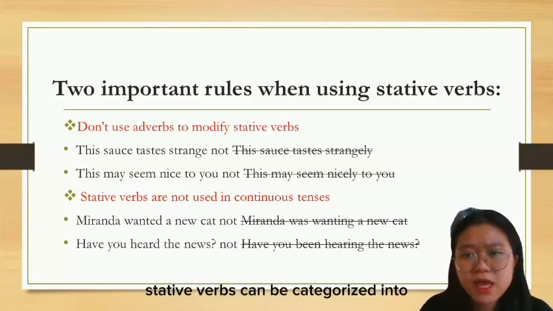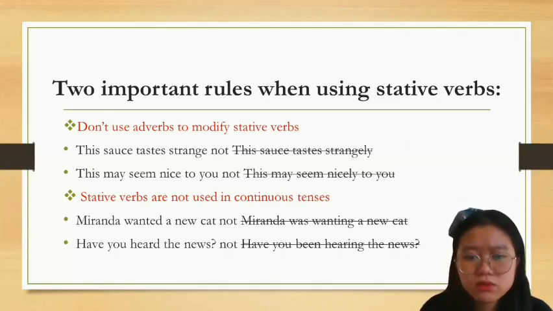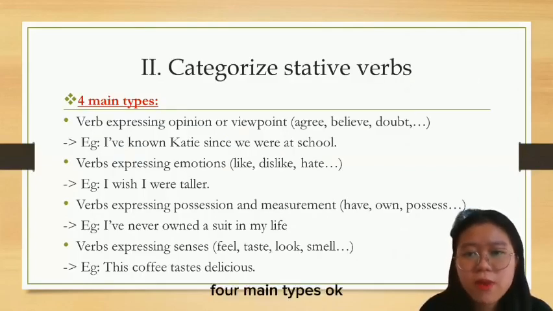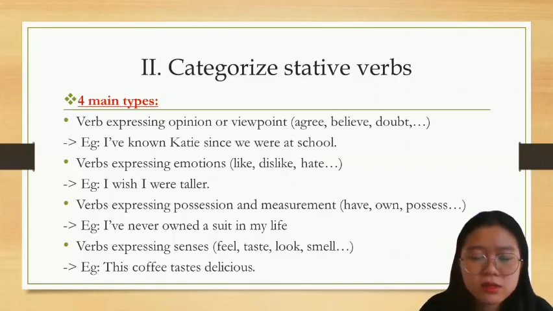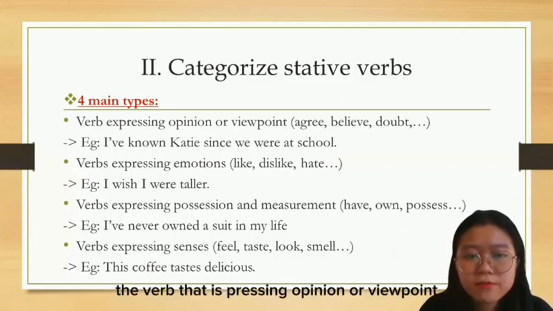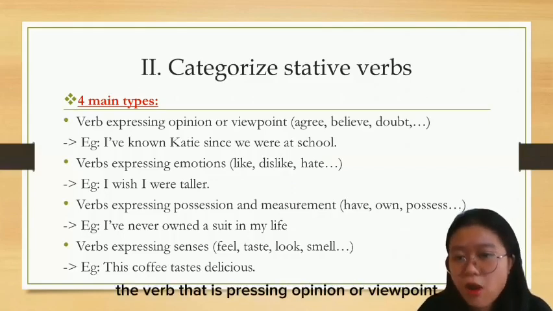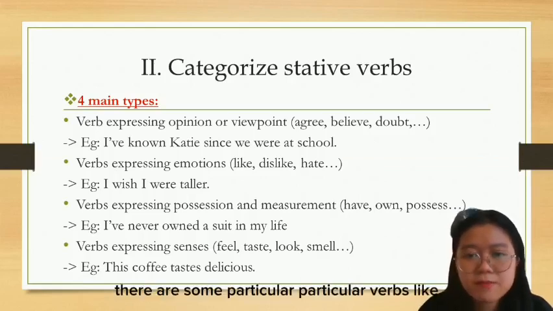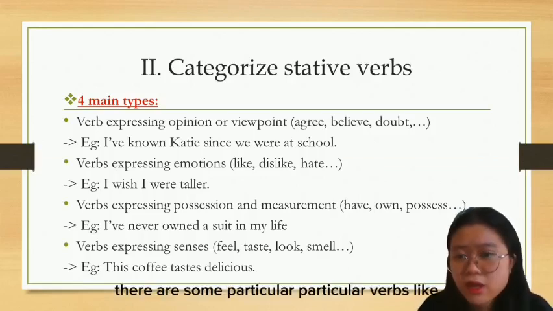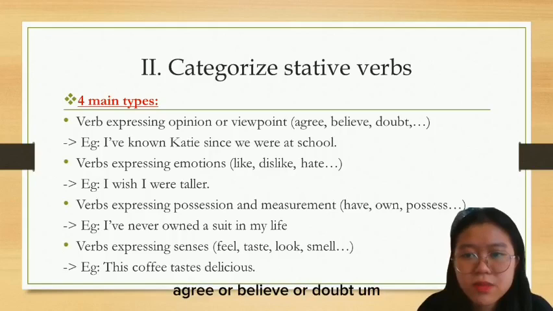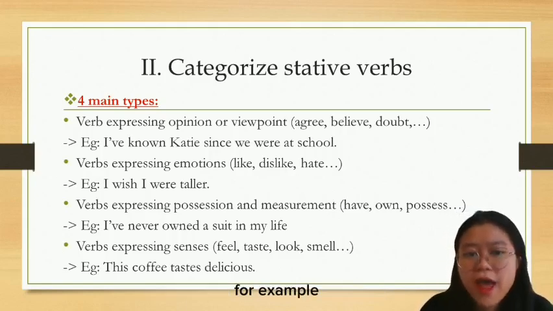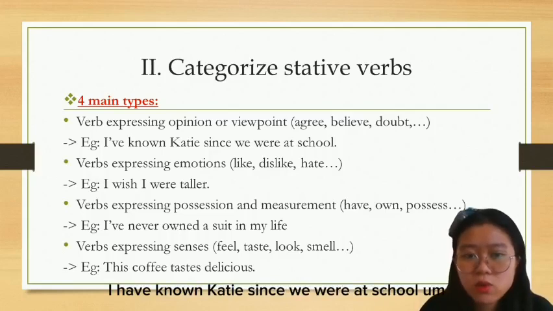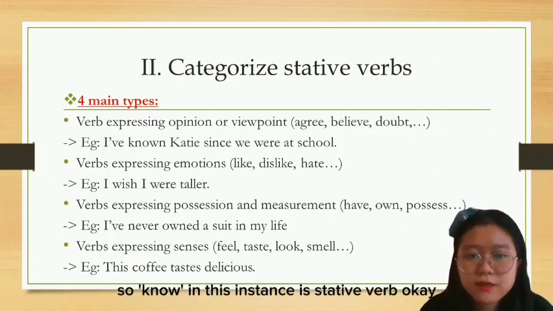Stative verbs can be categorized into four main types. The first one is verbs expressing opinion or viewpoint. There are some particular verbs like agree, believe, or doubt. For example, "I have known Katie since we were at school." So know in this sentence is a stative verb.